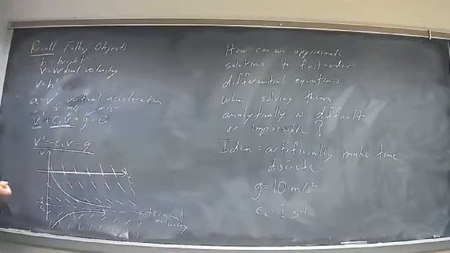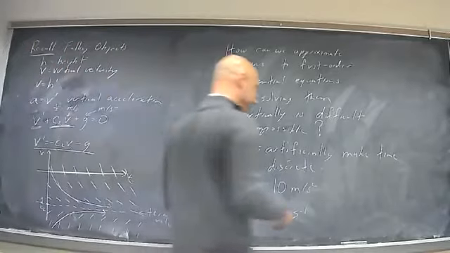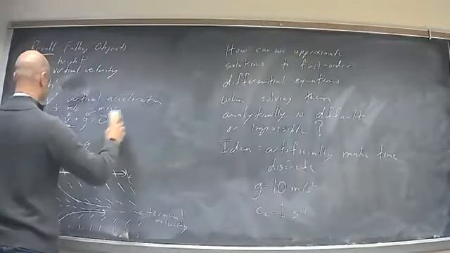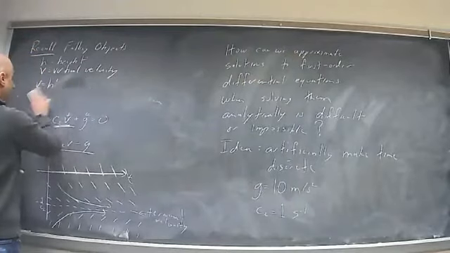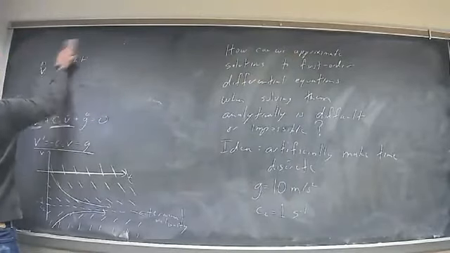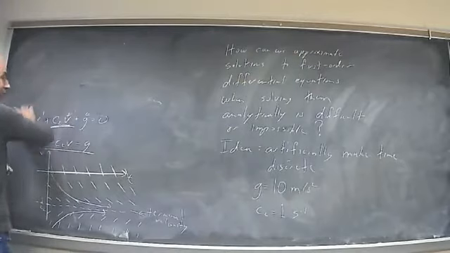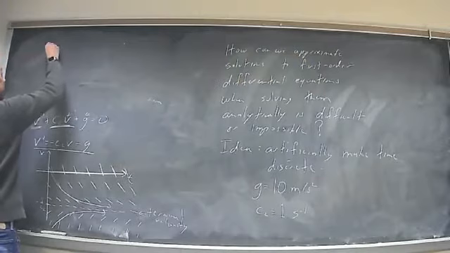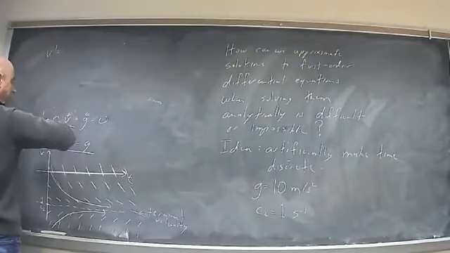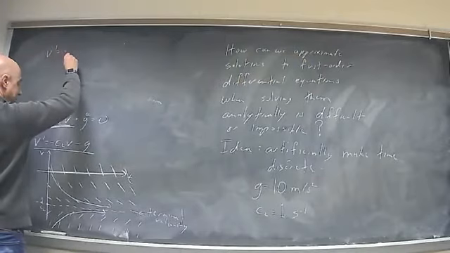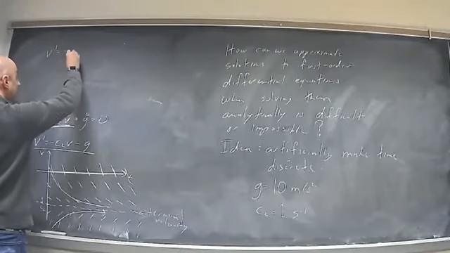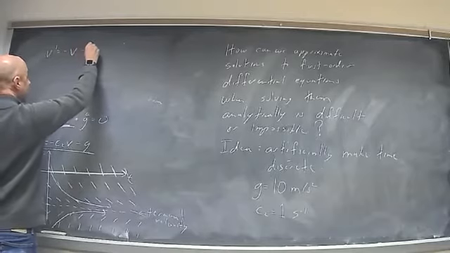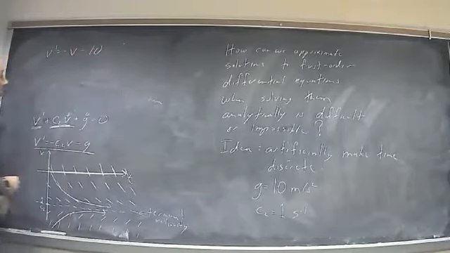So that gives us a differential equation to start with, where we don't have to worry about letters for our constants. So we have v prime equals minus 1 times v minus 10.